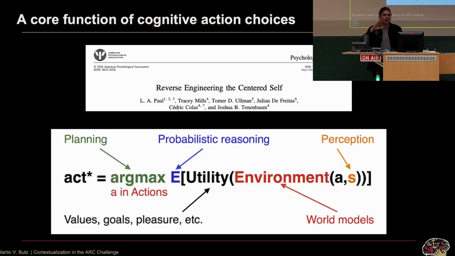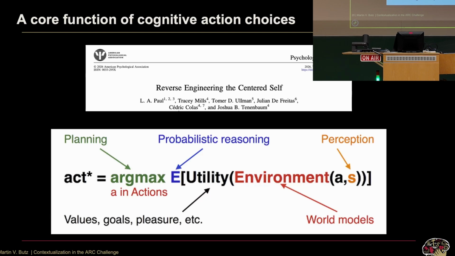And they are claiming one fundamental core function of cognitive action choices can essentially be framed like this. This is a snapshot from their paper, this equation also, just to see how they highlight this and how important this is to them. So what they're saying is basically, okay, I make action decisions, choosing the best action. How? Choosing that action that maximizes the expected utility of what happens in the world, essentially, for myself.